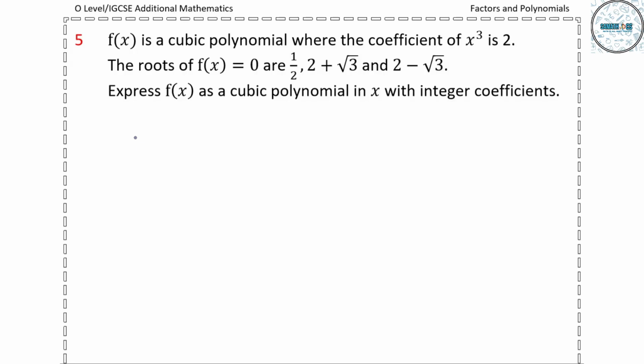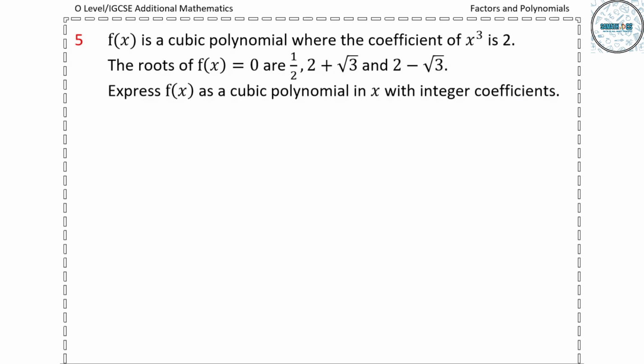Let's solve another question in which f of x is a cubic polynomial where the coefficient of x cubed is 2. The roots of f of x is equal to 0 are 1 upon 2, 2 plus under root 3 and 2 minus under root 3. Express f of x as a cubic polynomial in x with integer coefficients. The roots are given, and we have to express f of x as a cubic polynomial in x with integer coefficients. It means that the coefficients must be integers.